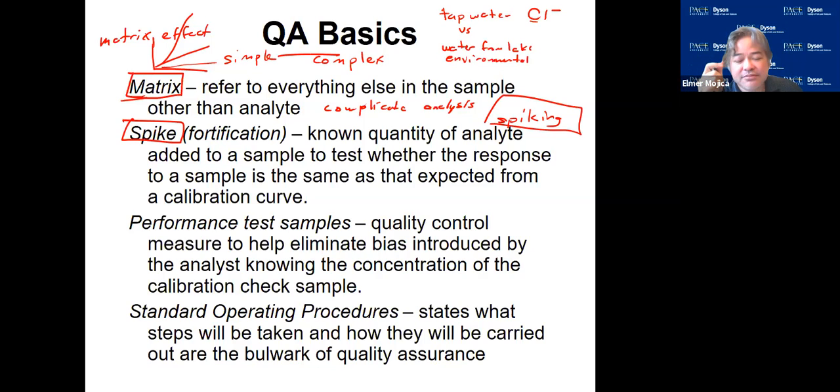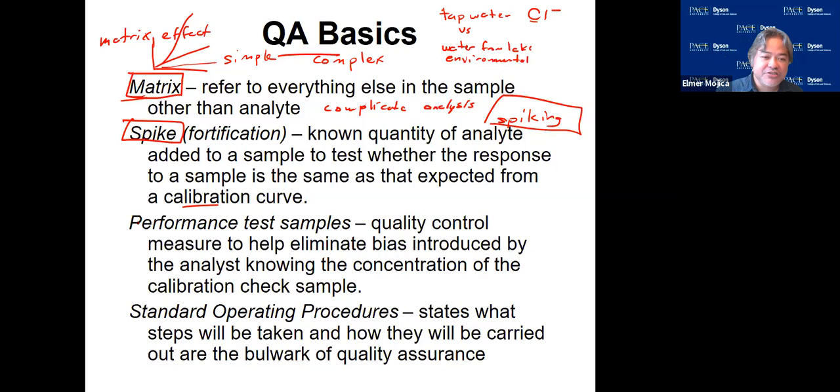The same thing in analytical method. So when you do spiking, you do fortification. So a known quantity of analyte is added to a sample to test whether the response to a sample is the same as that expected from a calibration curve. So what does it mean? The more sample you spike, the higher should be the signal that you get.